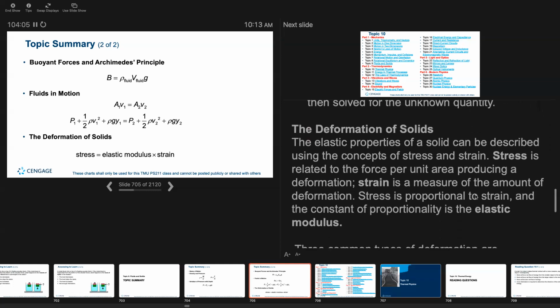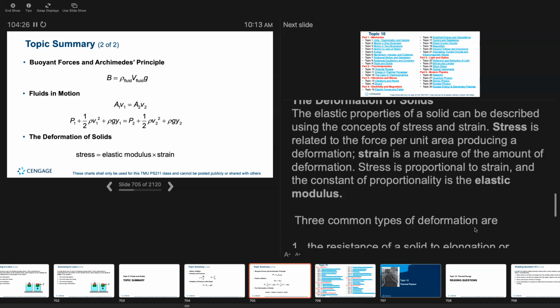For the deformation of solids, the elastic properties of solids can be described using the concepts of stress and strain. Stress is related to the force per unit area producing a deformation. Strain is a measure of the amount of deformation. Stress is proportional to strain, and the constant of proportionality is the elastic modulus.